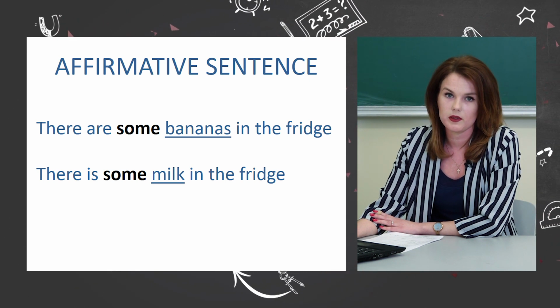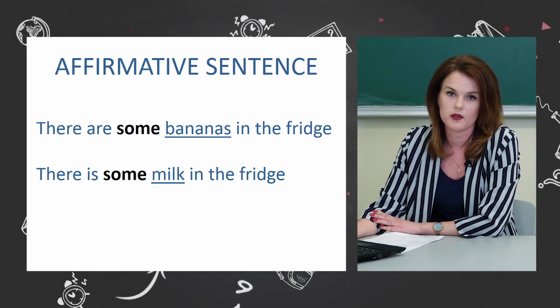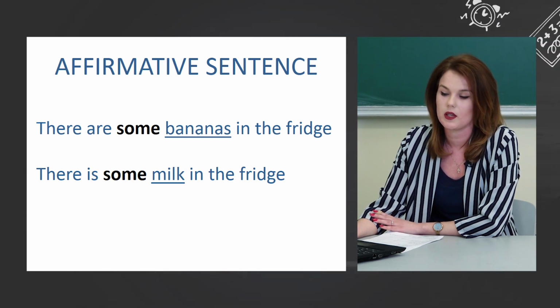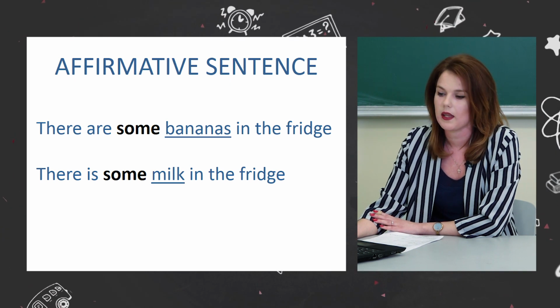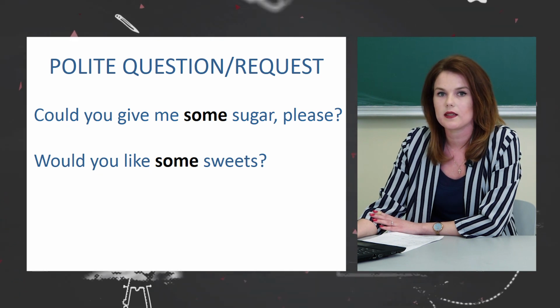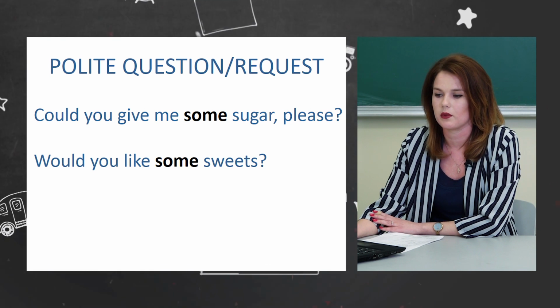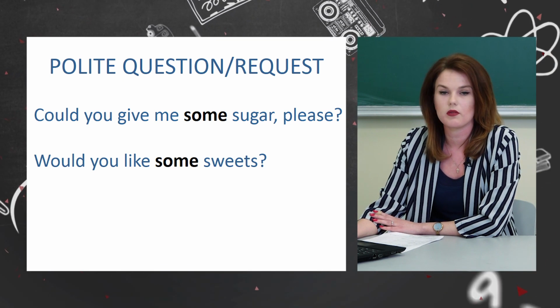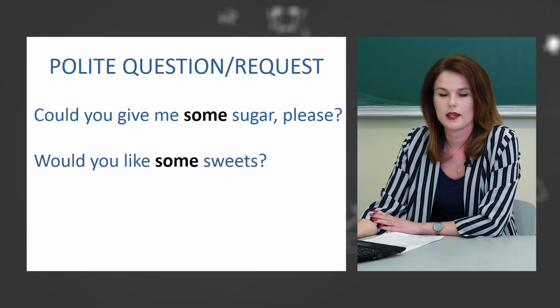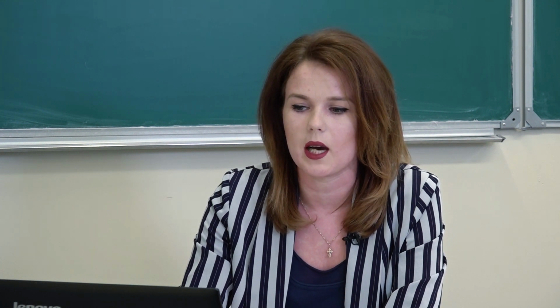Bananas is a countable noun and milk is an uncountable noun. And that's why we use some with both nouns, countable and uncountable. Sometimes we use some in polite questions or requests. Please look at the example. Could you give me some sugar, please? Or would you like some sweets? I would. Okay. You see, these are polite questions, and we use some with countable and uncountable nouns.